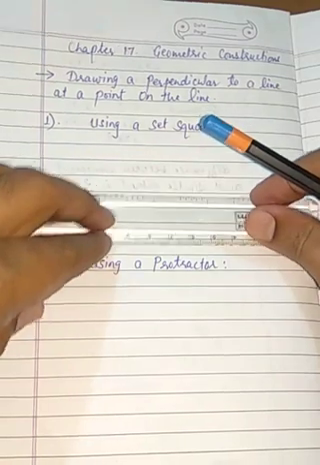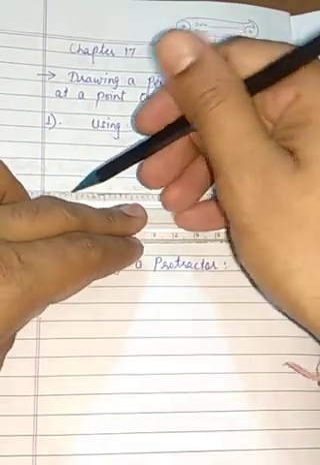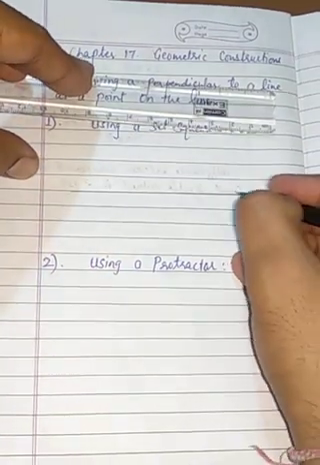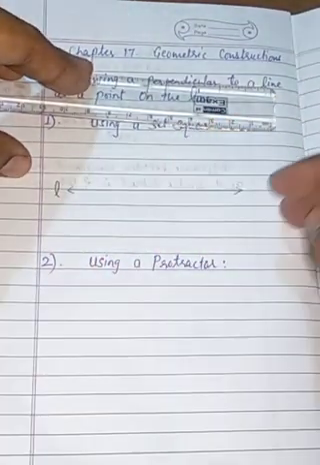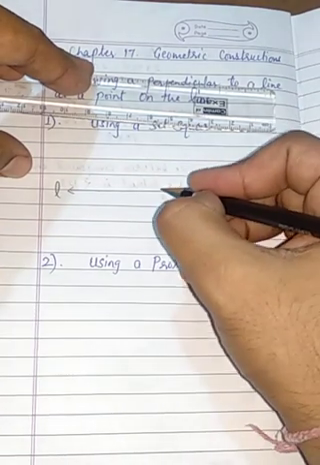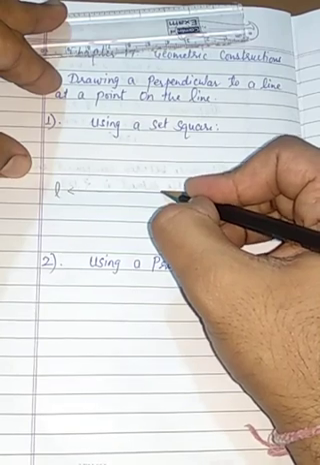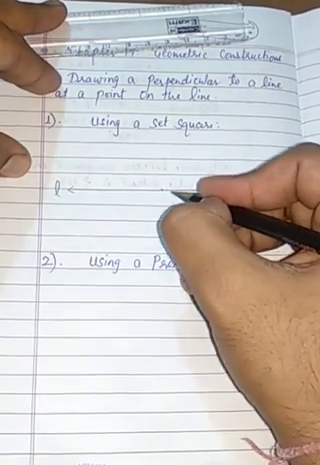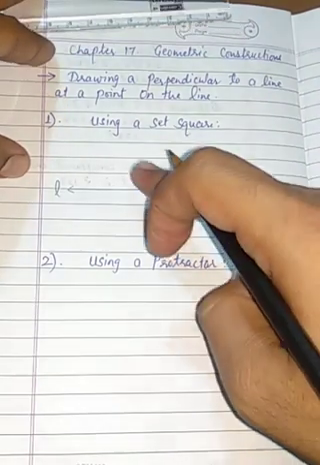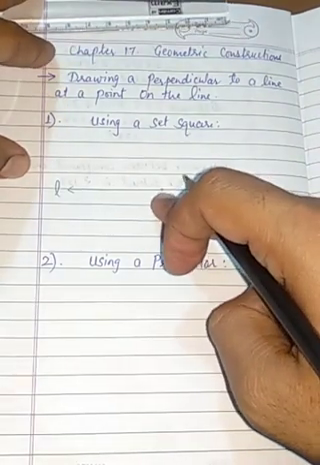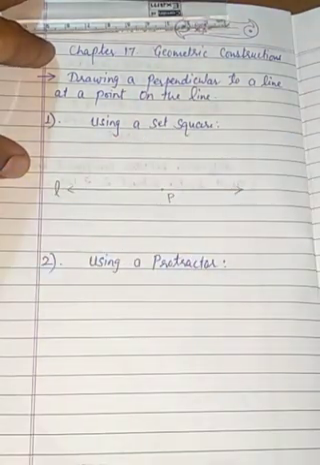First of all, we will take a line. I'll draw here a line. I can name this as line L. Now take any point on the line, because they are saying you have to draw perpendicular from a point on the line. So I will take a point here. Let's name this point as P. So I have to draw a perpendicular passing through this point using set square. So our method is using set square.